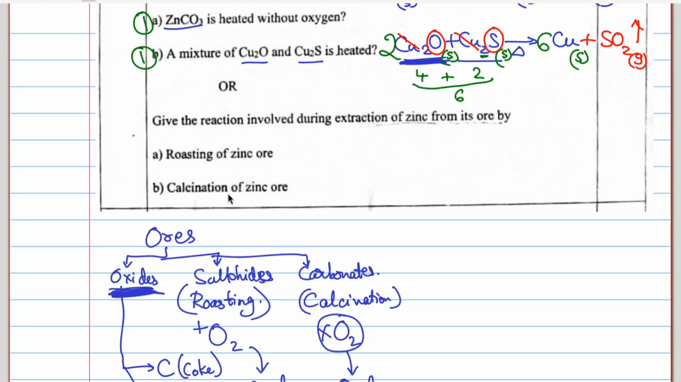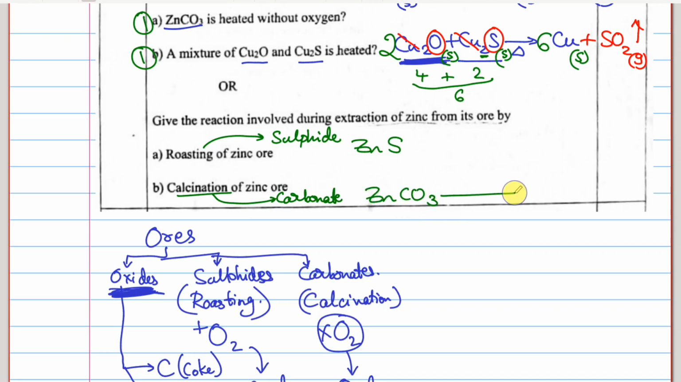Okay, or question. The given reaction involved during extraction of zinc from its ore by roasting zinc ore or by calcination of zinc ore. So roasting zinc ore, we already know for roasting we will have to use sulfide ore of zinc. So sulfide ore of zinc will be ZnS, and calcination of zinc ore. So for calcination we'll have to use carbonate. So zinc carbonate, ZnCO3 will have to be used. For carbonate ores, we'll be subjecting it to calcination, so no oxygen will be required.